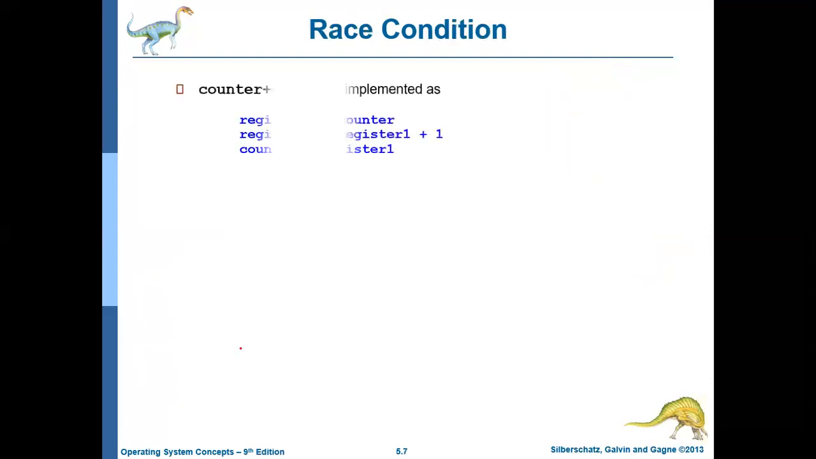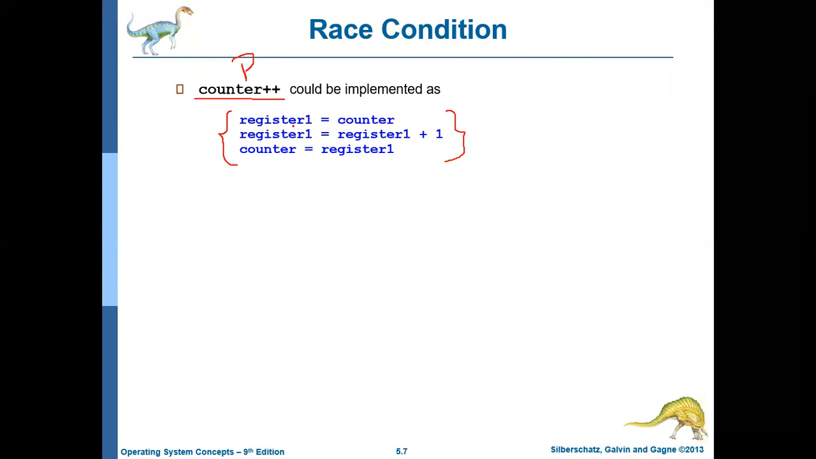Now, counter plus plus is a statement which is added in the producer. This is similar to a C or C++ statement. But internally, when it is executed by the processor, it won't be executed as one single statement. This single statement may be split into multiple statements. Probably it will be split something like this.